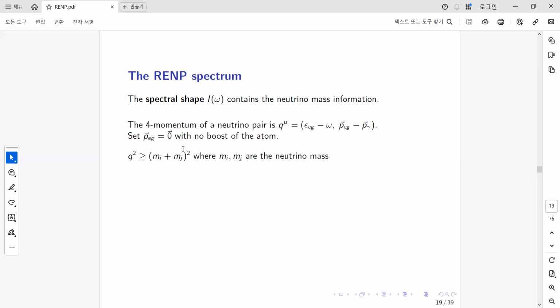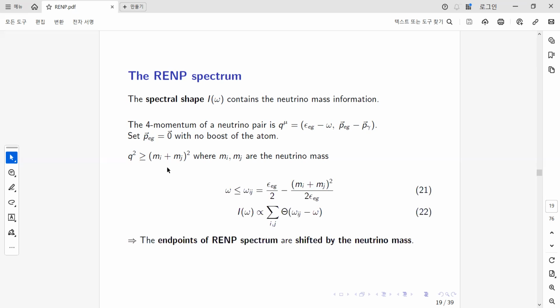And we assume that there's a neglected boost of the atom, so the three-momentum of the atoms is equal to the zero vector. And by using the invariant mass, the invariant mass of the neutrino pair should be larger than the sum of the neutrino masses, m_i plus m_j. And by using this inequality, we can make the threshold of the LAMP spectrum, the endpoint energy omega_ij, as a function of the neutrino mass. So this epsilon is able to correspond to the original energy difference between the excited and the ground state.